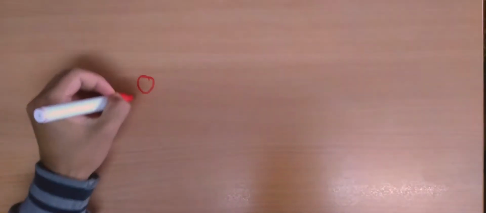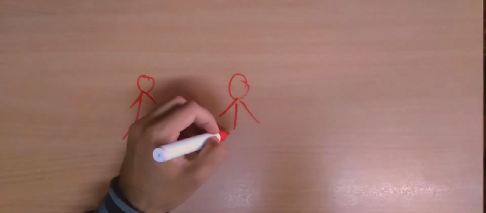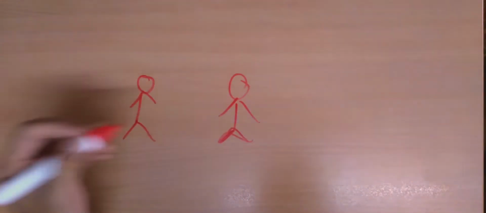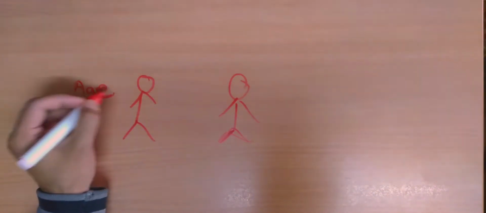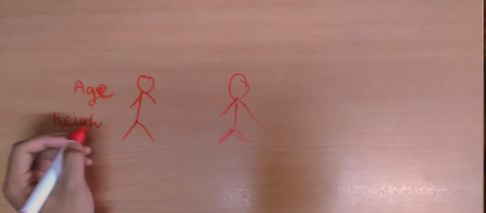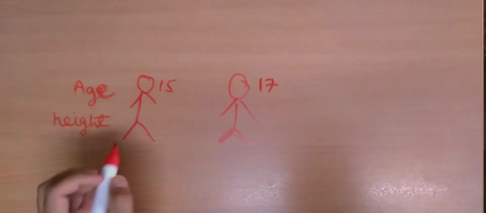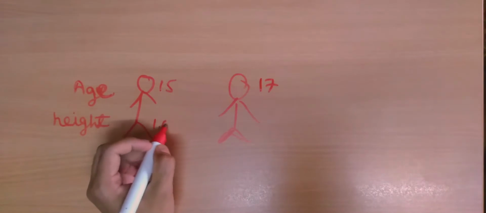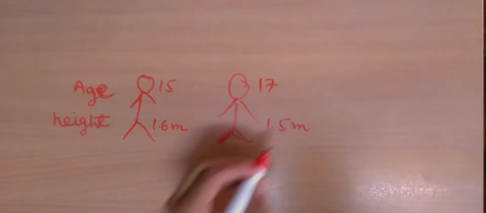Let us take an example of two kids. Let's say this person and this person, and let us talk about their age and their heights. So let's say this person's age is 15 years and this person's age is 17 years, and this person's height is 1.6 meters and this person's height is 1.5 meters.